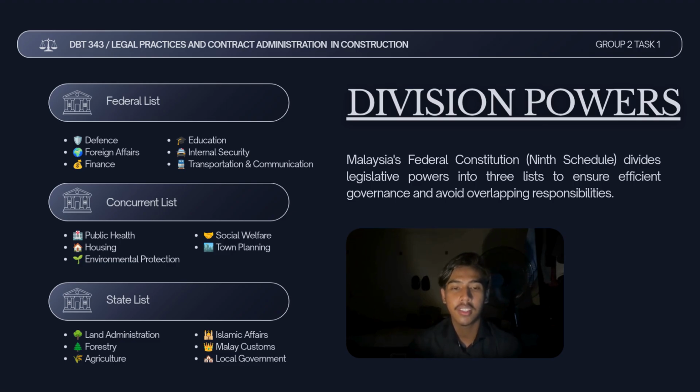Second is the state list. It includes land administration, forestry, agriculture, Islamic affairs, Malay customs, and local government. The State Legislative Assembly has the authority to make laws on these matters because they are related to local needs and state administration. Third is the concurrent list. It includes public health, housing, environmental protection, social affairs, and town planning. Both the federal government and the state government share the responsibility for making laws and managing these areas through cooperation.